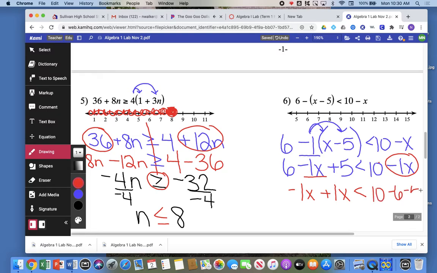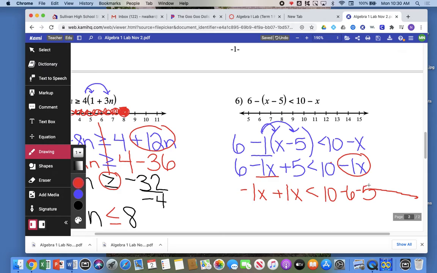Now, on the other side, I have a 10 already. 10 minus 6 minus 5. Oh, minus 5. Where? On the right side. Well, it is a negative when it's on this side, but when I move it over, it becomes a positive. Oh, okay. So what's negative 1 plus 1? 0 is less than negative 1. Now, do we have a variable here? All right, the variable became 0.